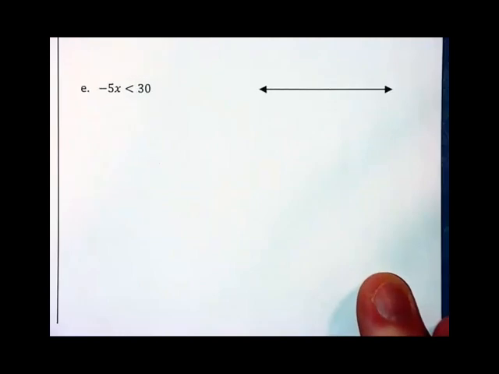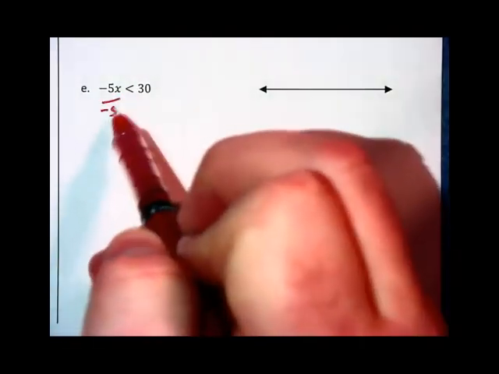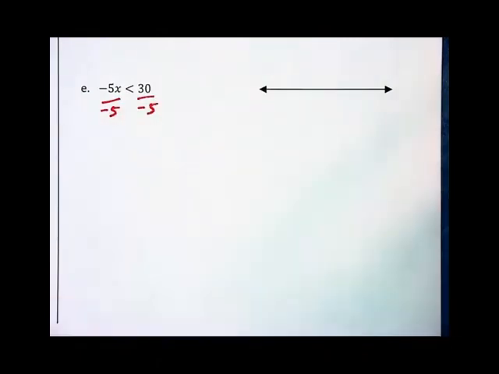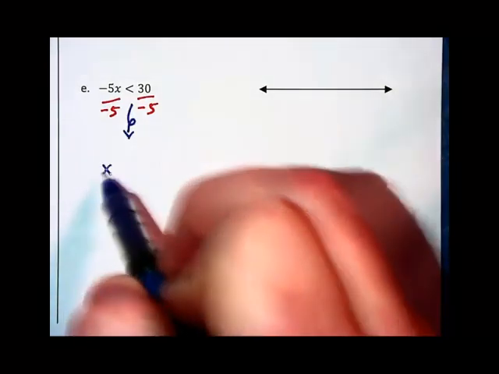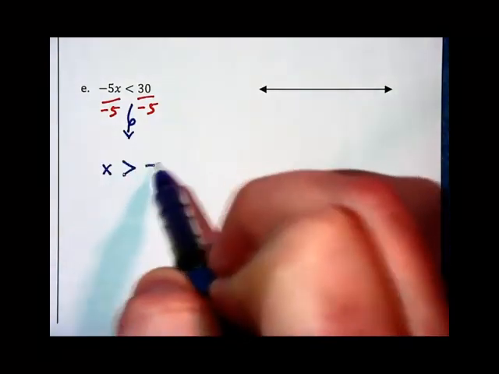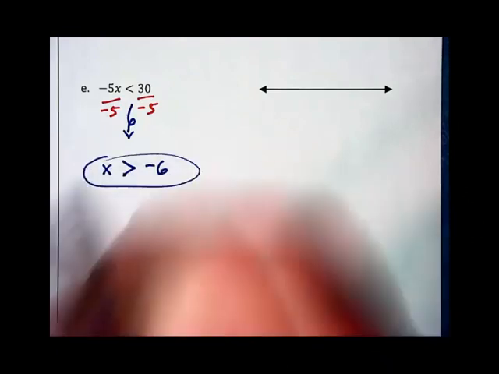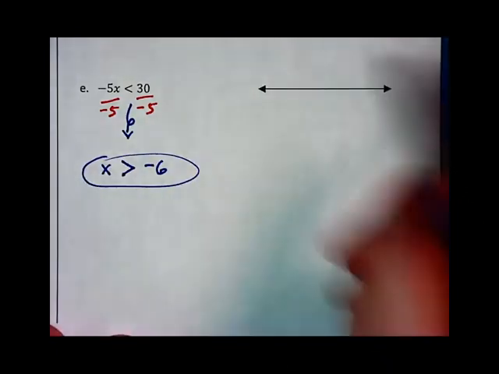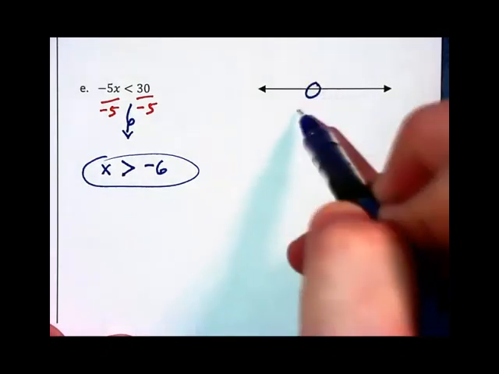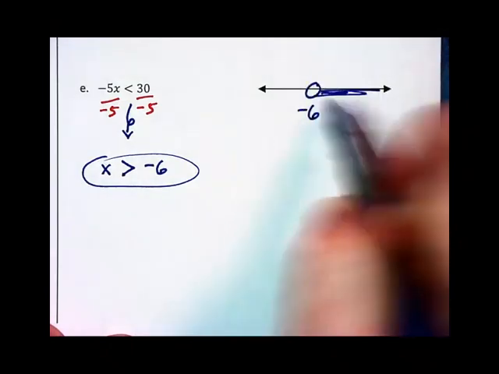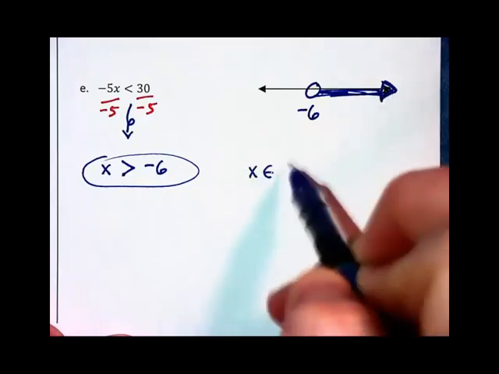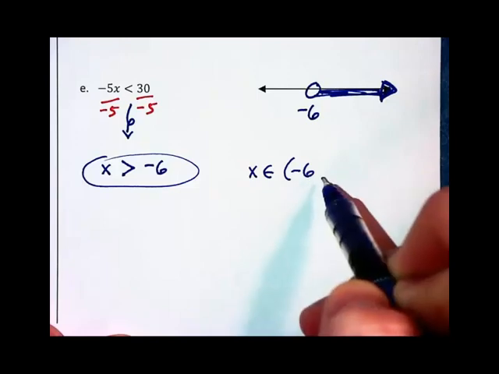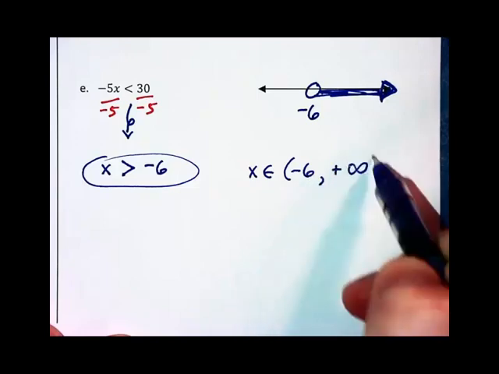On this next problem, we see negative 5 times x. We want to divide by negative 5. It's the multiplying or dividing by a negative on each side of the inequality that changes this from a less than to a greater than. So x greater than negative 6 is our answer in inequality form. On a graph, it would be an open circle at negative 6, shade everything to the right, and in interval notation, it would be from negative 6, which we do not include, on up to positive infinity.